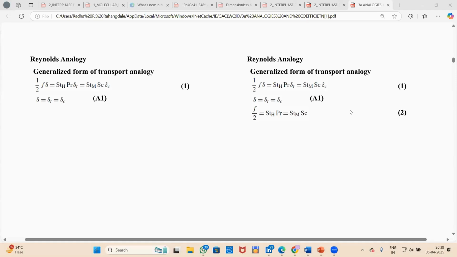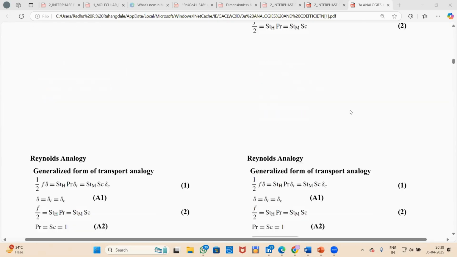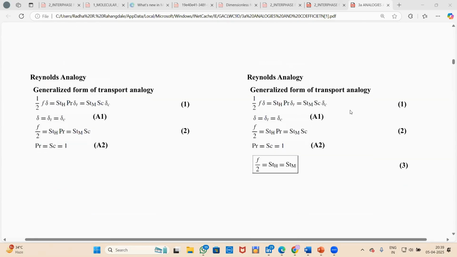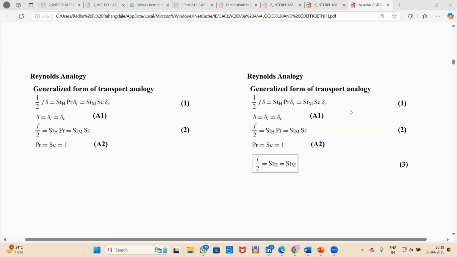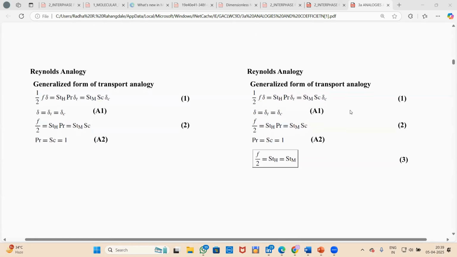Now let's move on with our first topic, that is Reynolds analogy. From the generalized form of transport analogy, we got the term f/2 δ = St_H Pr δ_T = St_M Schmidt number δ_C, where St_H stands for Stanton number of heat transfer and St_M stands for Stanton number of mass transfer. Please do remember that Reynolds analogy is only and only valid for gases, and no other condition is it valid for.